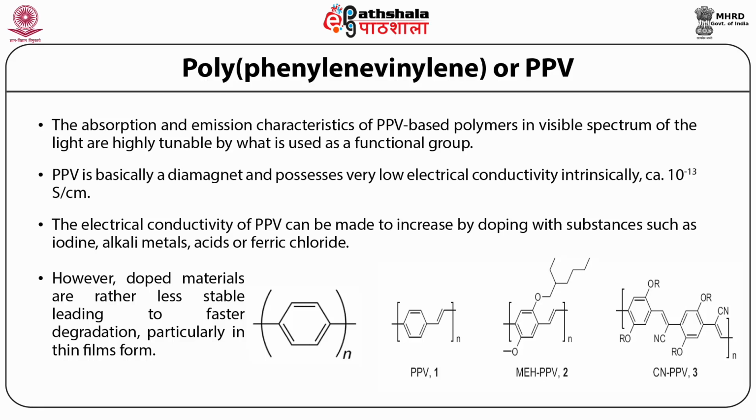In the Gilch method, alpha,alpha'-dihalo-p-xylene is treated with potassium tert-butoxide in organic solvents. Alkyl or alkoxy substituents on the aromatic ring are sometimes used to enhance the solubility of PPVs.